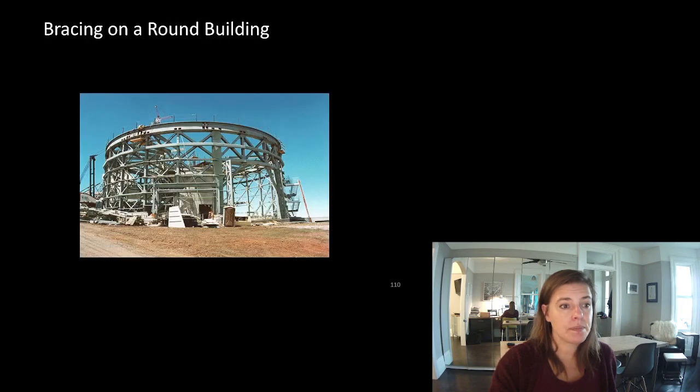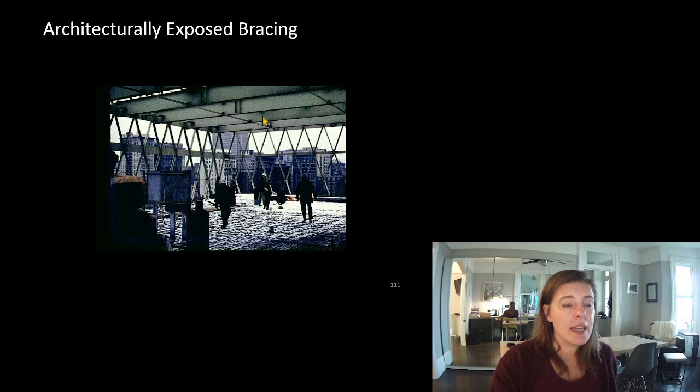Bracing on a round building. Here's some architecturally exposed bracing.